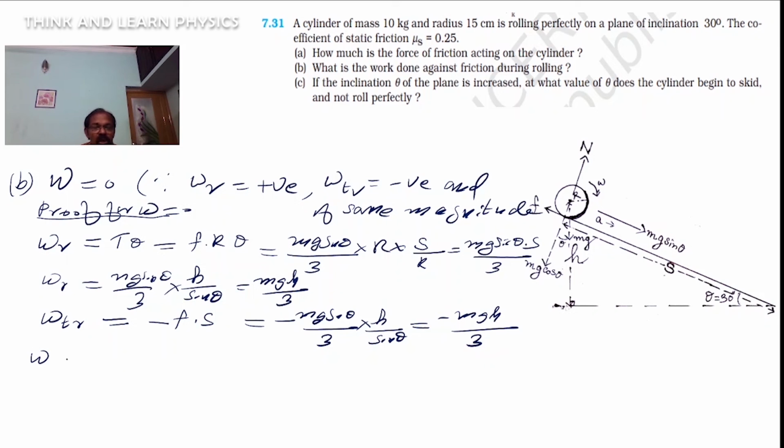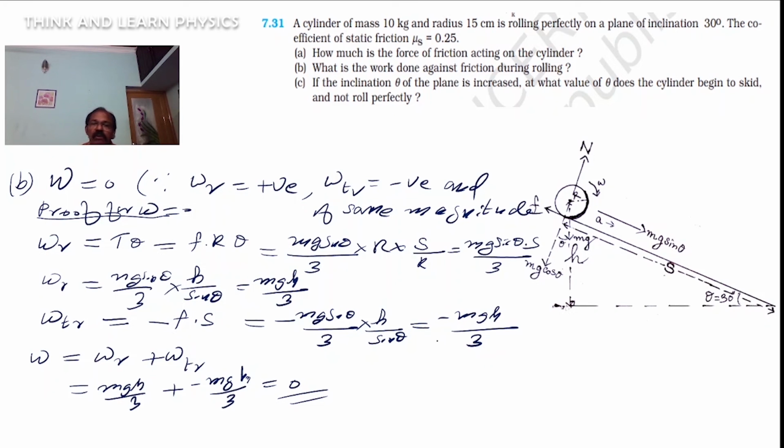Therefore the total work done against friction for rotation motion and translative motion is given by W equals WR plus WTR, which equals WR, mgh by 3, and WTR, minus mgh by 3. This is equal to 0. Thus we see that the work done against the friction during rolling equals 0.